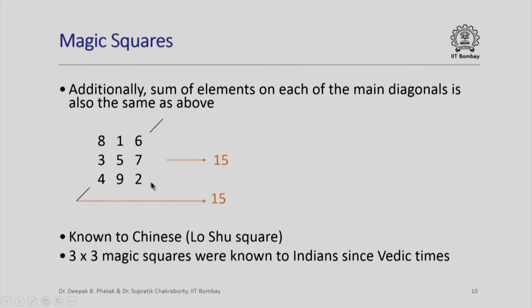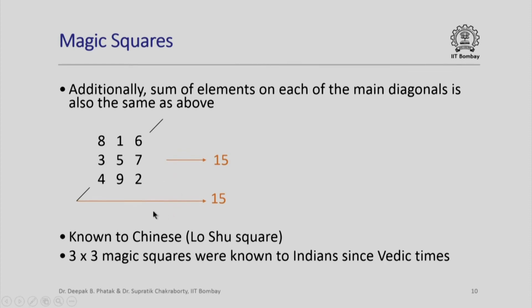Let us look at the sums. 3 plus 5 plus 7 is 15, 8 plus 1 plus 6 is 15, 6 plus 7 plus 2 is also 15. Additionally, this diagonal 6 plus 5 plus 4 is also 15. The other diagonal 8 plus 5 plus 2 is also 15. Very interesting matrix, isn't it?